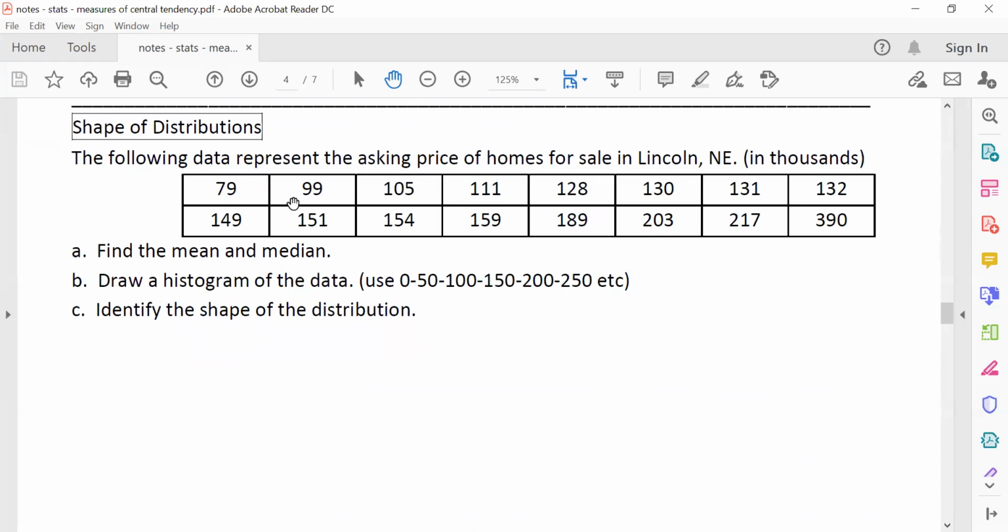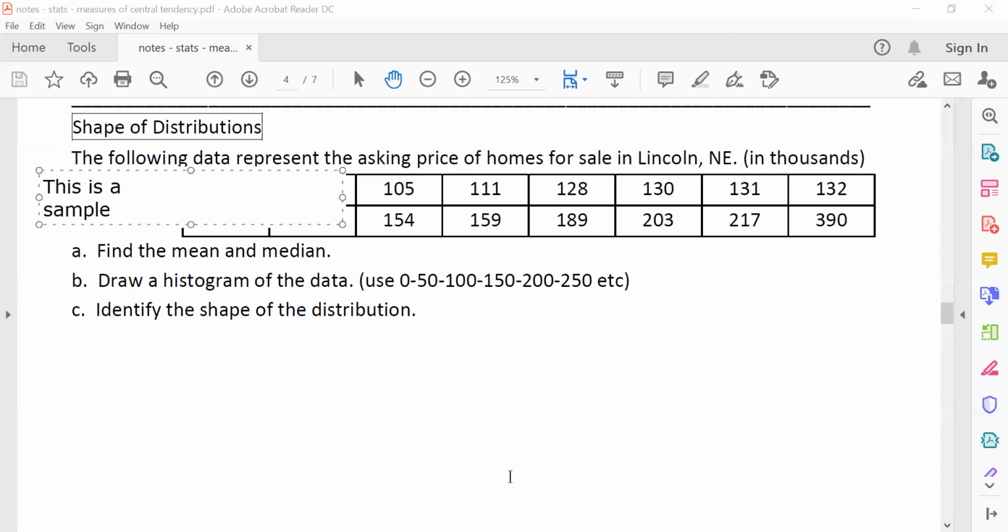This isn't every home. Do you think Lincoln, Nebraska is limited to, what is this, like 16 homes? I don't think it is. I think Lincoln, Nebraska might be small, but it's a little bit larger than just 16 homes. So clearly we're dealing with a sample.